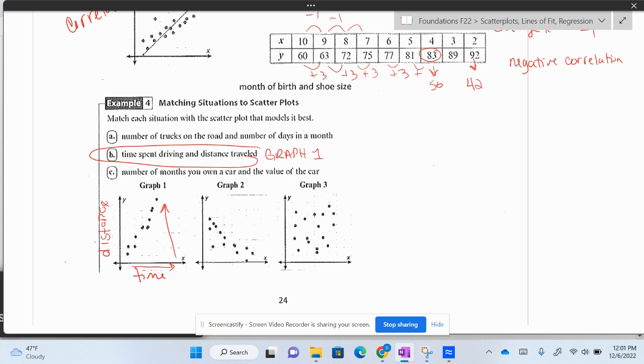Okay. What about the number of months that you own a car and the value of a car? So this is the age, number of months, and this is the value of your car. What happens to the value of your car? Is it going to stay brand new forever? No. Yeah, it depreciates. It gets less and less. So this is graph 2.